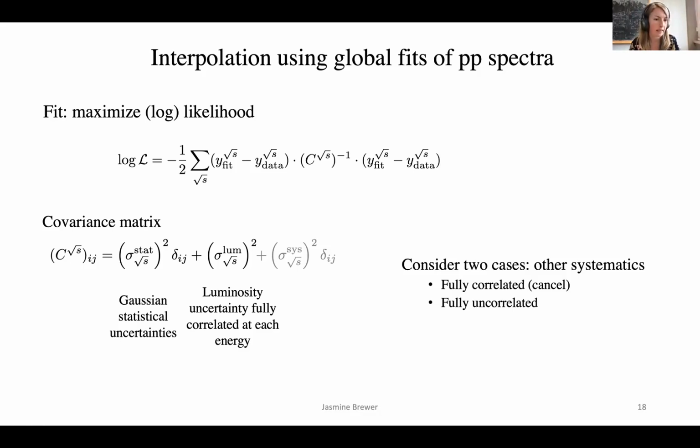But essentially we take two features of the covariance matrix. We consider all of the statistical uncertainties to be just Gaussian on the diagonal. And then we also take the luminosity uncertainty to be fully correlated at each energy. And then we consider essentially two cases.